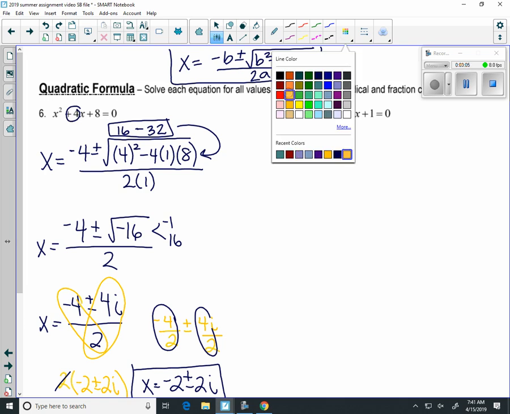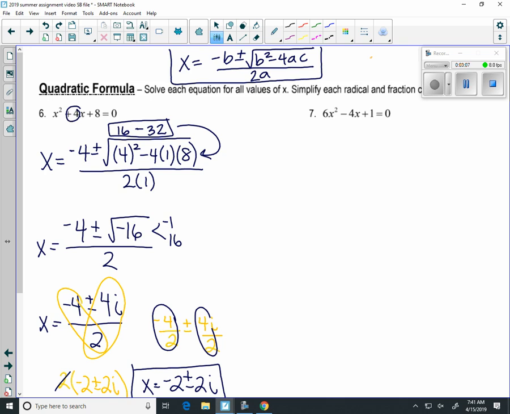All right, number 7. Here our b is negative, so when I do the opposite of b, I'm going to put a positive 4 there. b squared minus 4 times a times c, all divided by 2a.